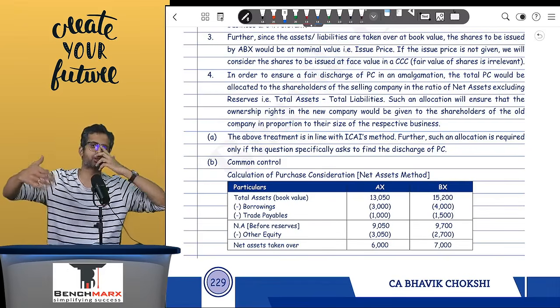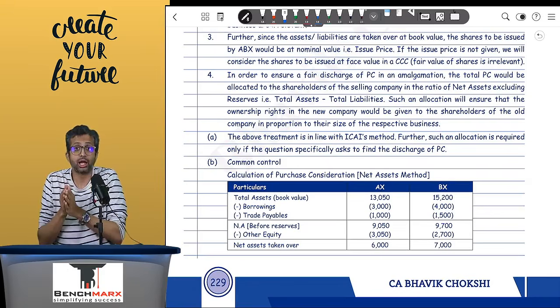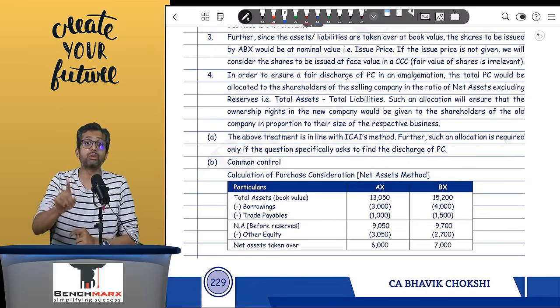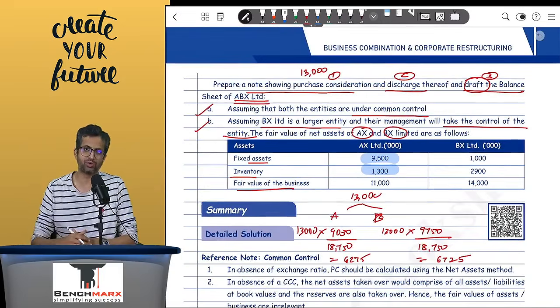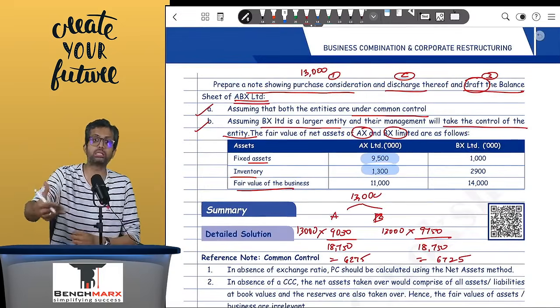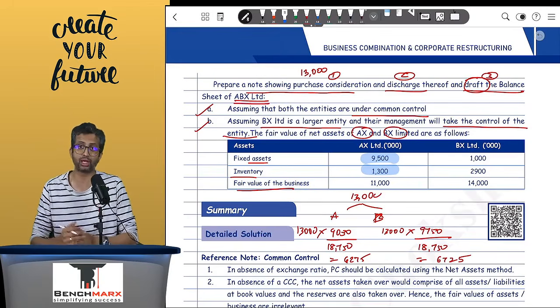Post the combination, it will be controlled by ABX, and hence there is a transfer of control, and hence we will take over assets and liabilities of AX at fair value. So these individual assets and liabilities of AX will be taken over at fair values. But then when you are issuing consideration, when you are paying the PC, that PC will also be based on the fair value of business.